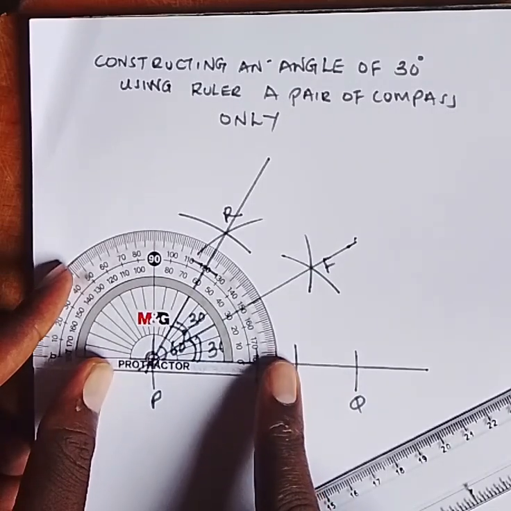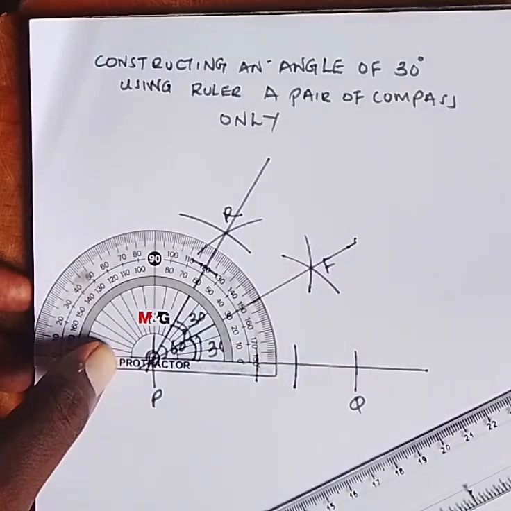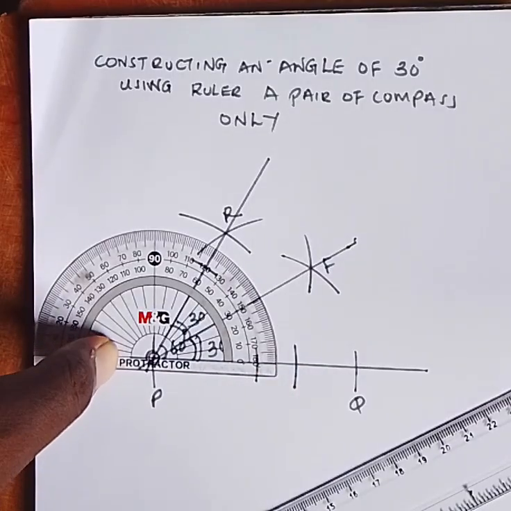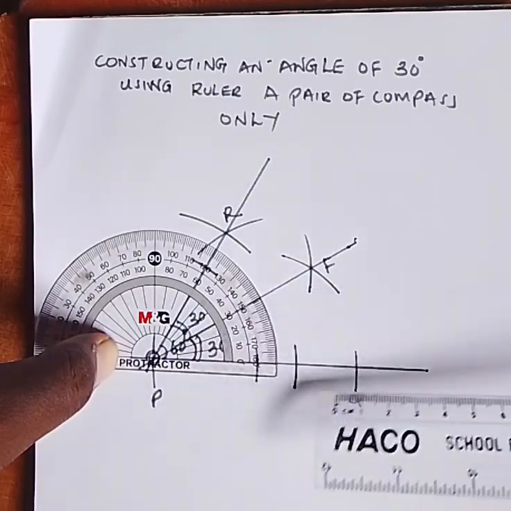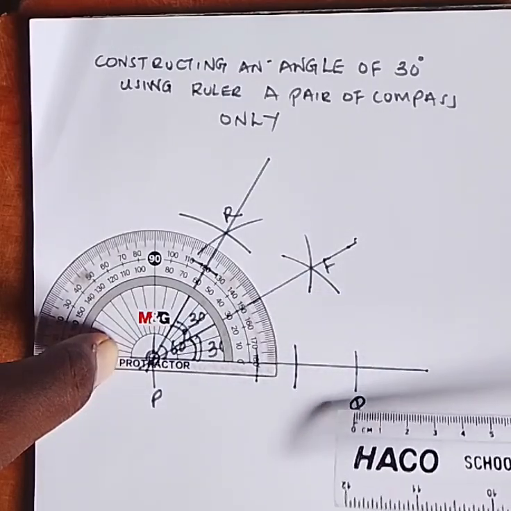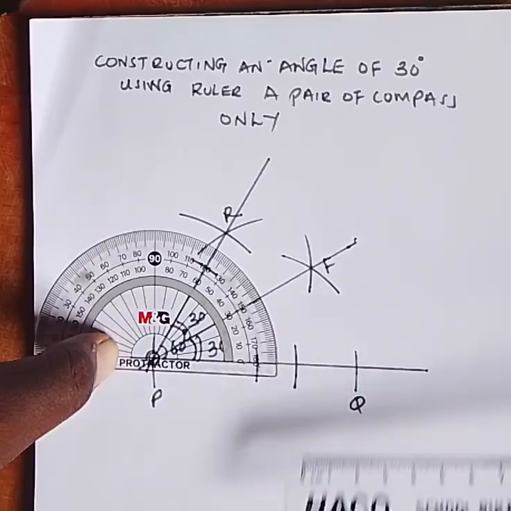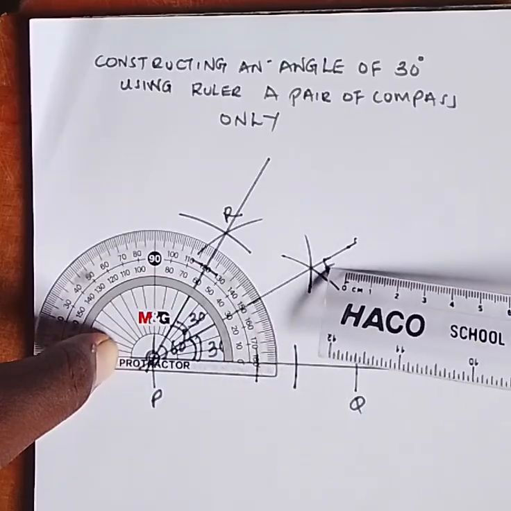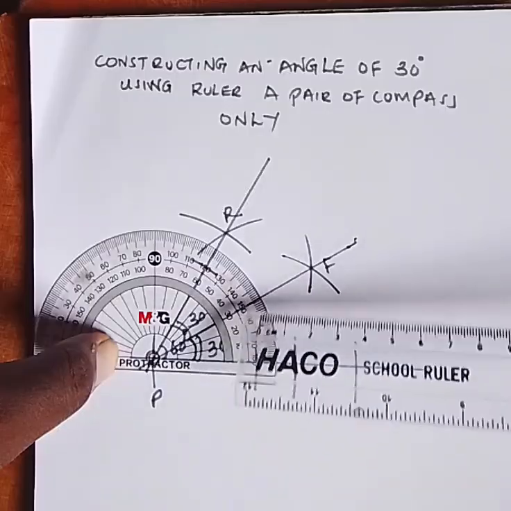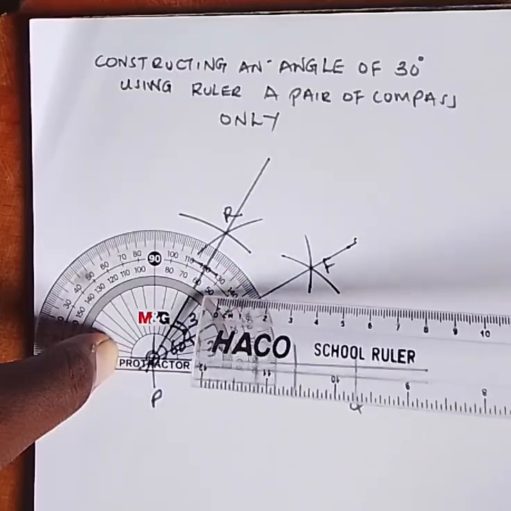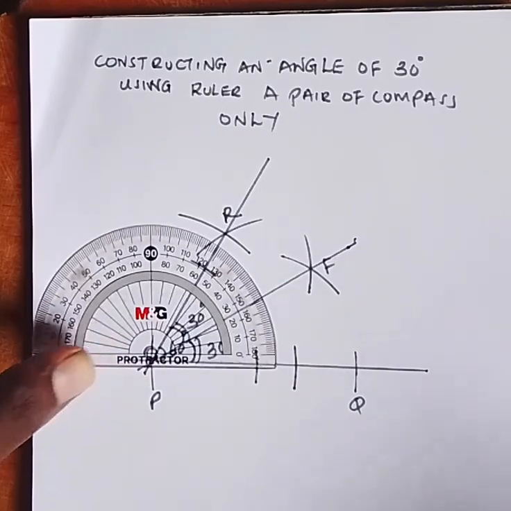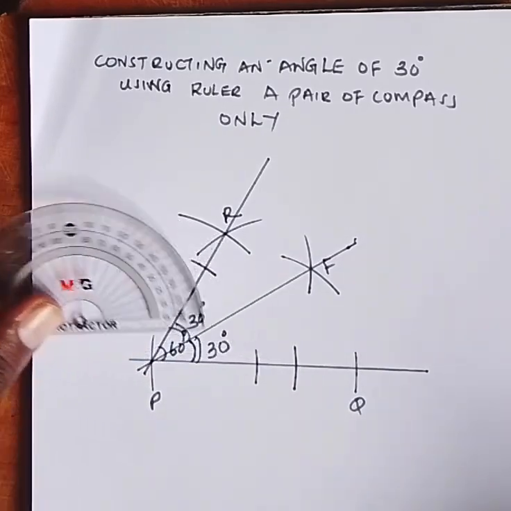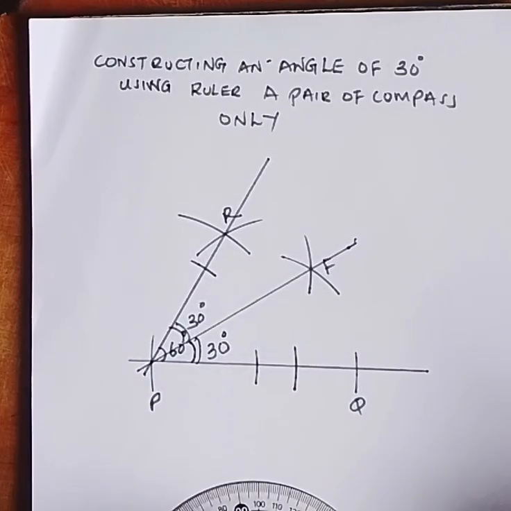So look at that. Look at where the angle bisector passes from the straight line: FPQ is 30, and the remaining FPR is also 30, because from 30 to 60 is an angle of 30, and this one is another angle of 30 degrees.